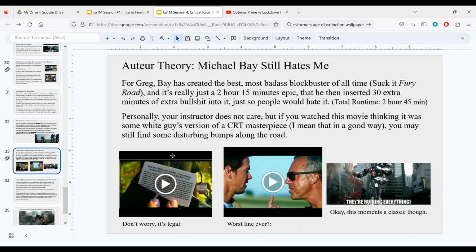Okay. All right, let's ruin the movie. Michael Bay still hates me. Continuing with auteur theory. Tommy, you want to read the paragraphs?